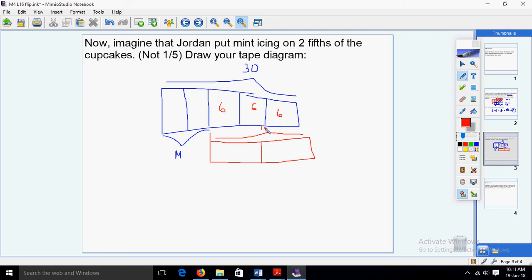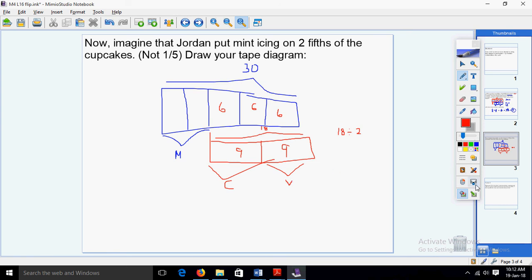Now, we have two different sections here, and we want to figure out what one of them is. So if we do 18 divided by 2, I think we'll probably find our answer. 18 divided by 2 is 9. Right? So then he made 9 chocolate and 9 vanilla. All right, hopefully that makes sense.